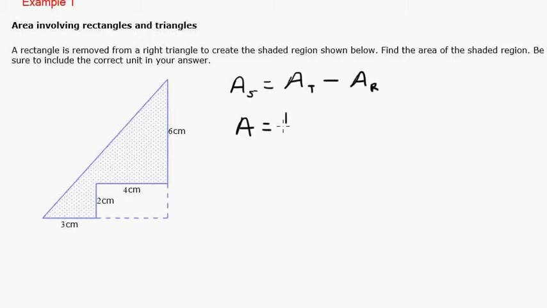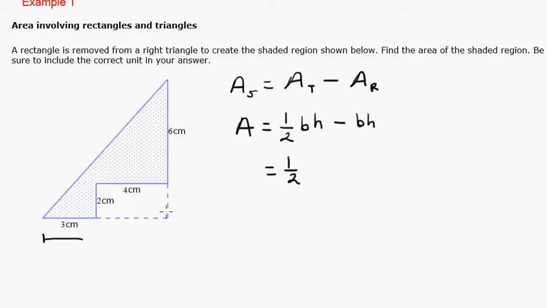Well, remember that the area of the triangle is 1/2 the base times the height. And the area of a rectangle is just the base times the height of the rectangle. Or you could say length times width. Doesn't matter either way you look at it. Okay, so what's the base?